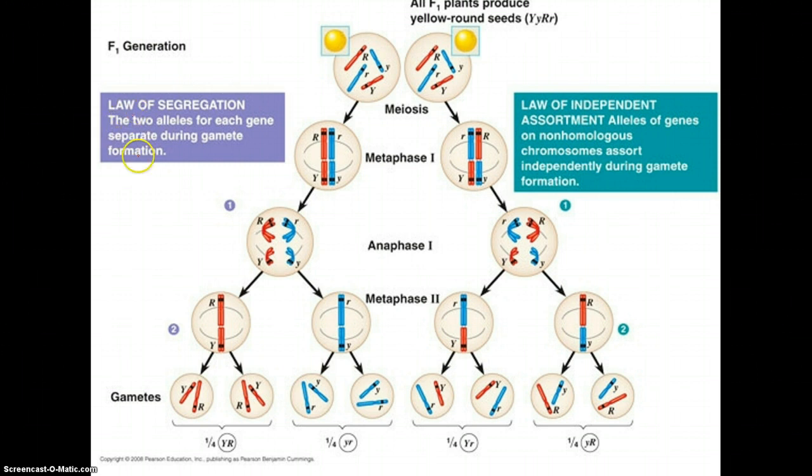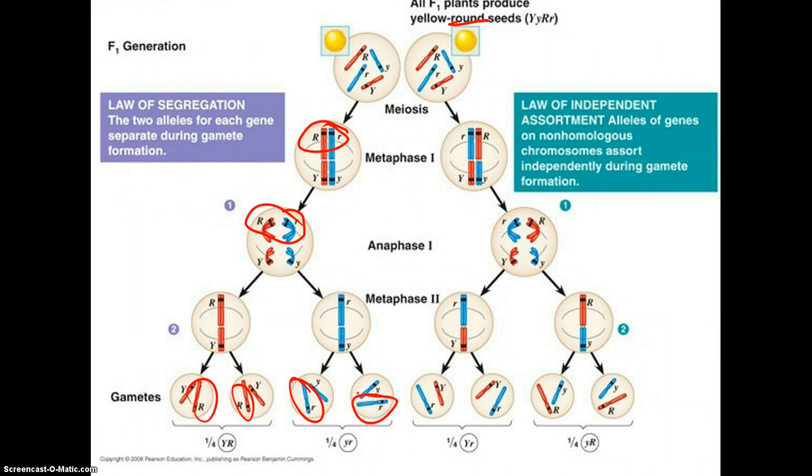Just real quick, the law of segregation is talking about how the two alleles for each gene are going to be separated during gamete formation. So we're looking here, let's just look at the R's. R's are going to stand for round seed shape versus wrinkled. The R's are going to be separated so that when gametes are formed, they can have either a big R or a little r. Voila.